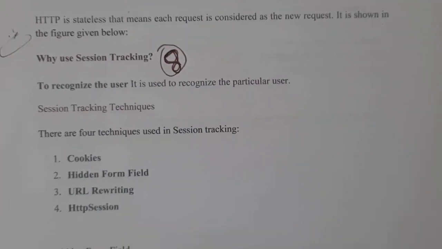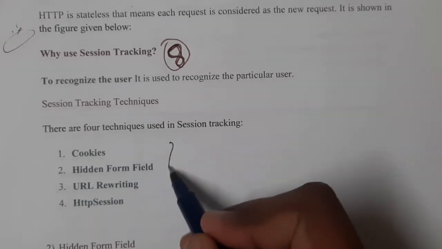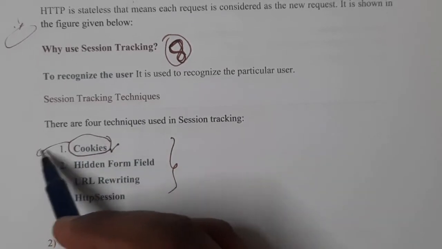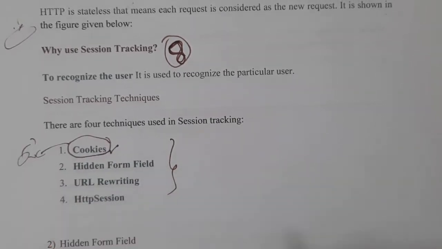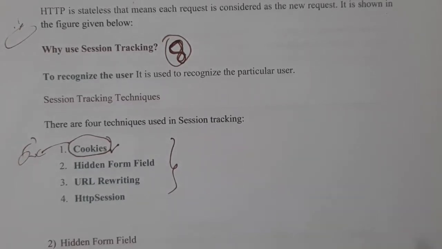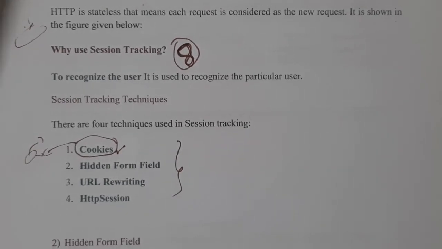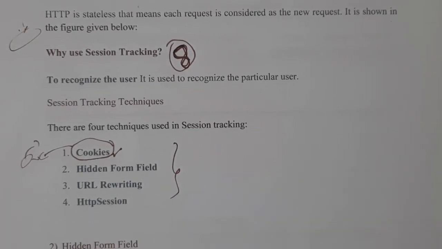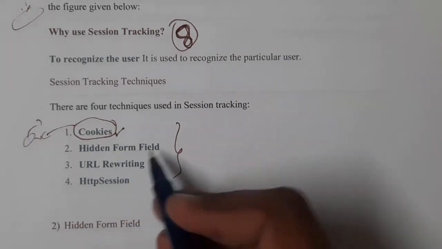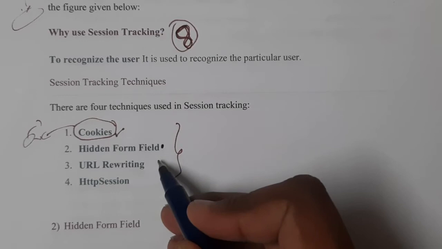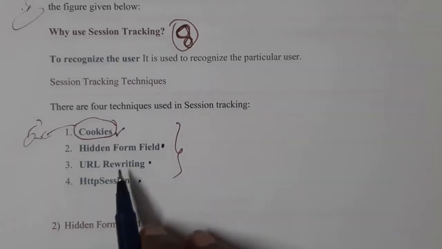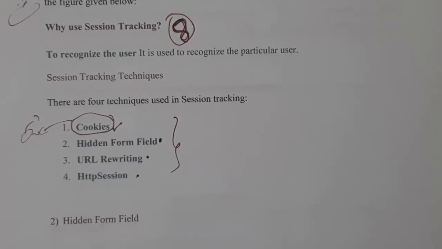To recognize the users we will be using these techniques. The first technique is the cookie, which we discussed in our previous lecture, which is a small piece of data that helps in identifying a particular system with details like username and password. The second is information hiding, that is hidden form fields. Similarly, URL rewriting and HTTP sessions. We'll discuss this one in this lecture, and the others in the next lectures.